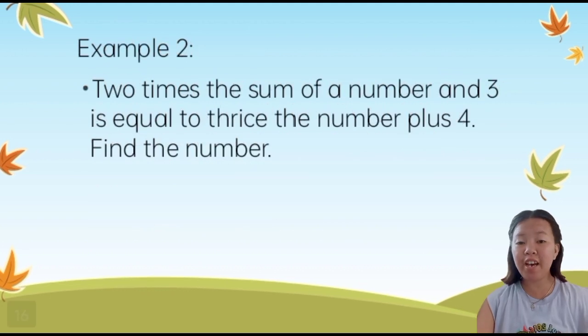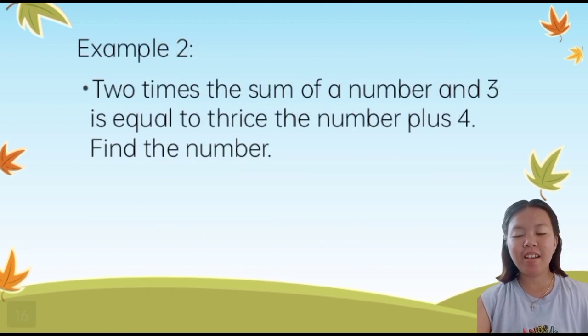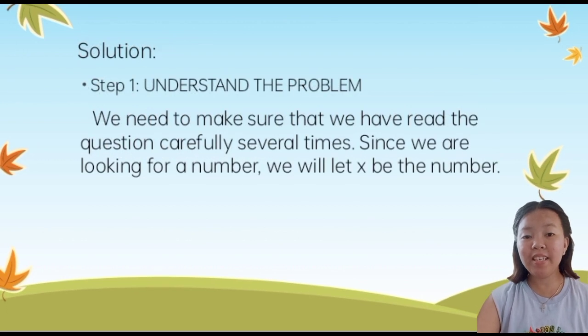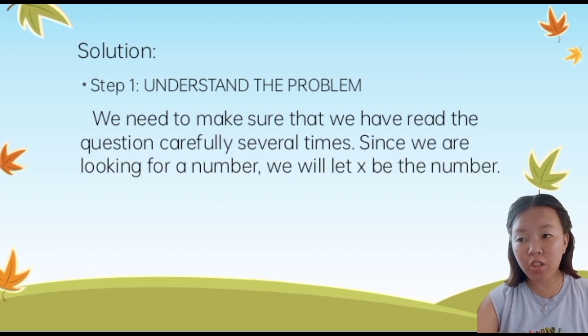So we have here another example. 2 times the sum of a number and 3 is equal to thrice the number plus 4. Find the number. So, step 1, understand the problem. We need to make sure that we have read the question carefully several times since we are looking for a number. So, we will let x be the number.